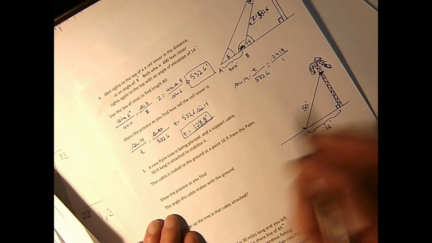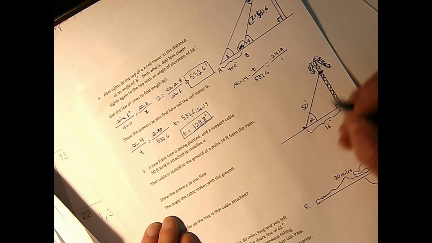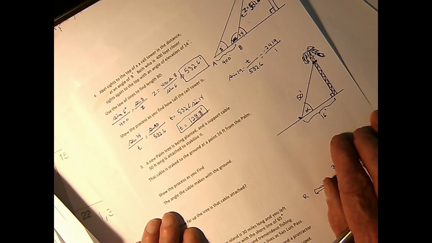Show the process as you find the angle the cable makes with the ground. Now you could say arc cosine 16 over 50, and that would work just fine. But I think it would be kind of clever of us to try to use the law of sines. Could I? I think I could. Let's see what I might do to make that happen here.